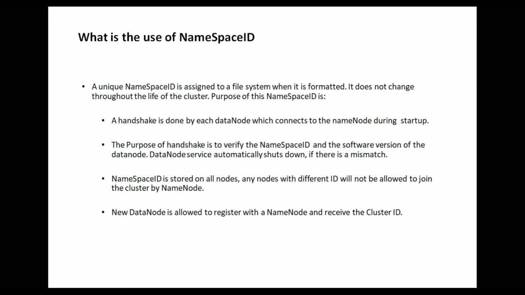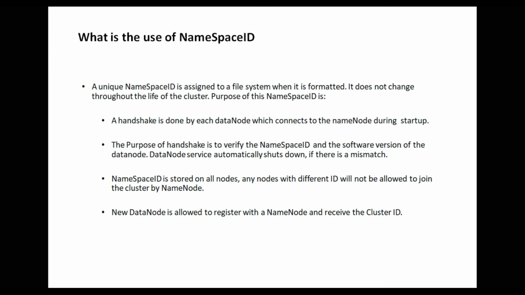If there is no namespace ID for a data node, we cannot use that data node in the cluster. The data node service is automatically shut down if the namespace ID does not match between the data node and the name node. The namespace ID is stored on all the nodes in the cluster, and any node with a different namespace ID will not be allowed to join the cluster by the name node.